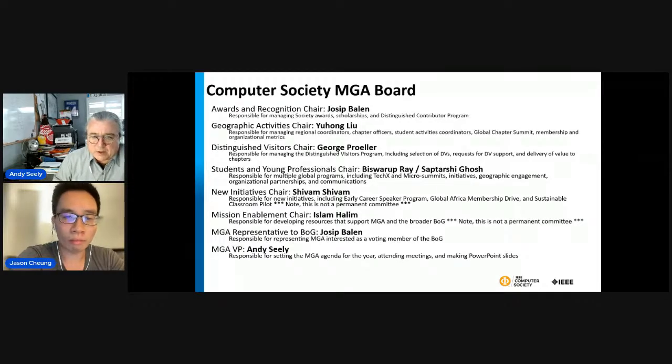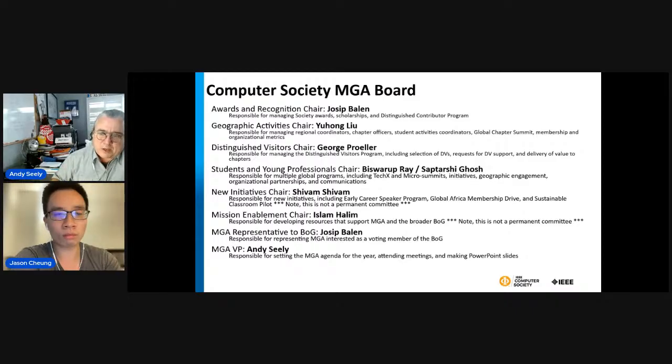We have a representative to the Board of Governors that gives us a voting position in the Board of Governors. So everybody to this point, where we say a representative to the BOG, those are all committees and committee chairs that report to me. And then we also have the Board of Governors representative who's a voting member on the greater board of the society. And then I am also a voting member on the board. So we get two votes.